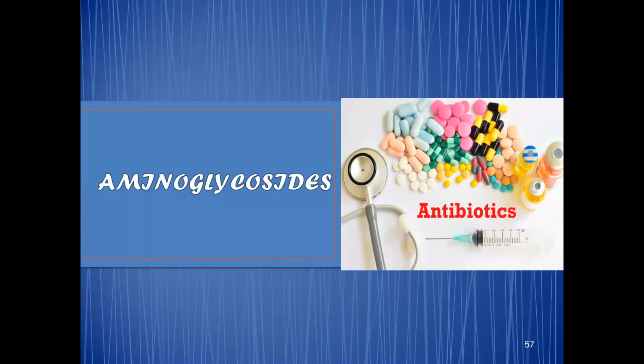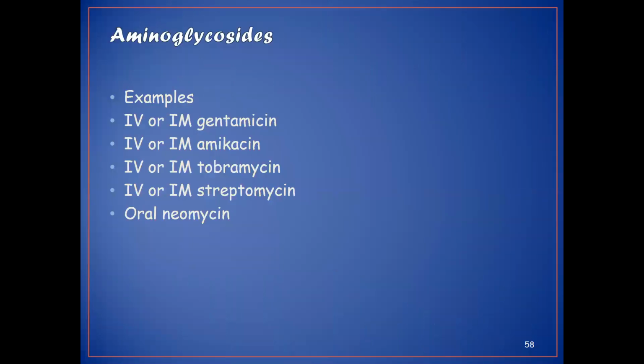Hello everyone, today we'll be talking about aminoglycosides and tetracyclines in this video. We'll begin with aminoglycosides. Examples of aminoglycosides include gentamicin, amikacin, tobramycin, streptomycin, and oral neomycin.